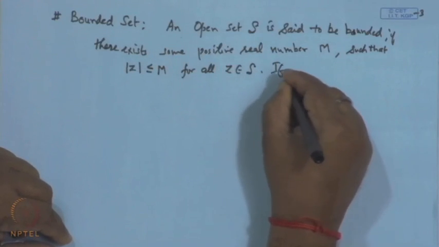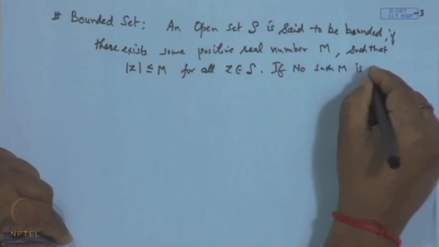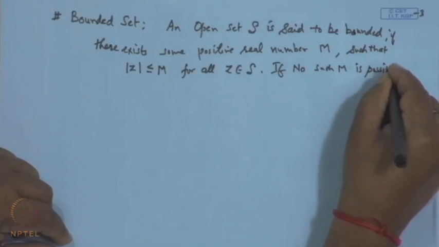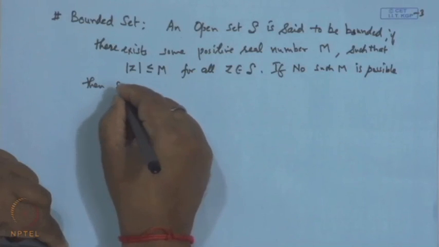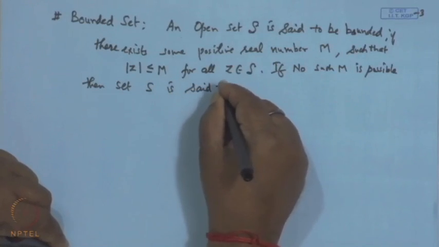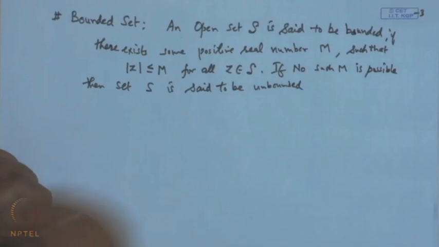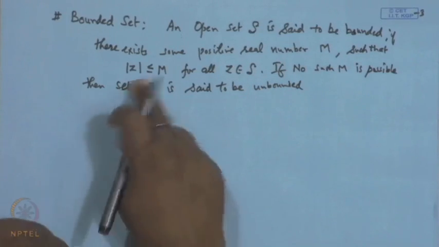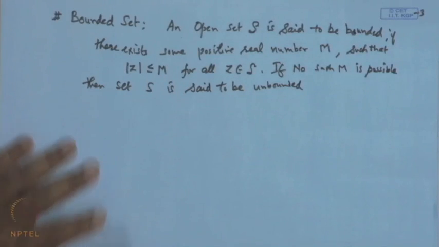If no such m is possible, then set S is said to be unbounded. Means if we are unable to get such an m for which this condition holds for all z, then such a set is said to be an unbounded set.